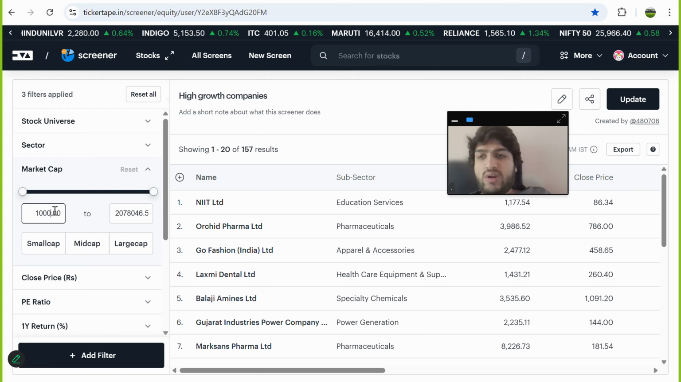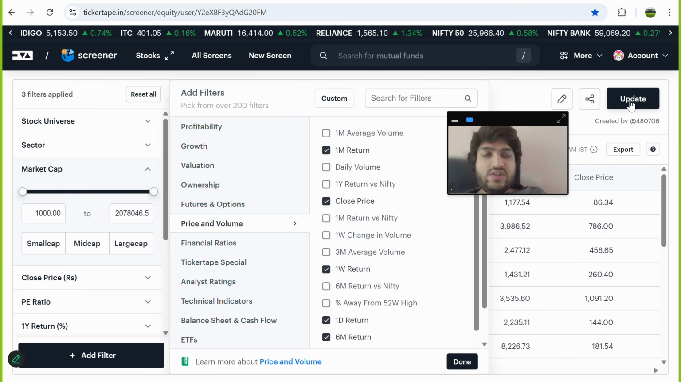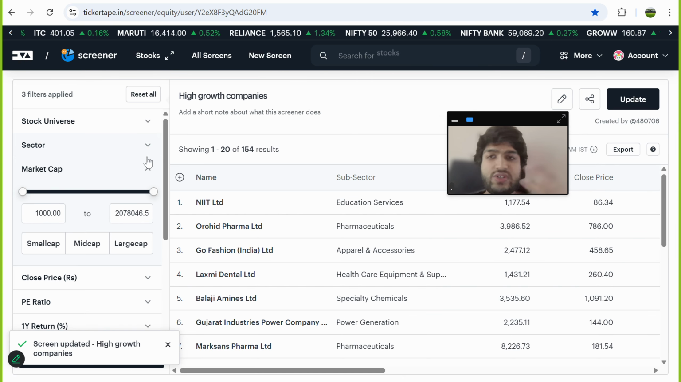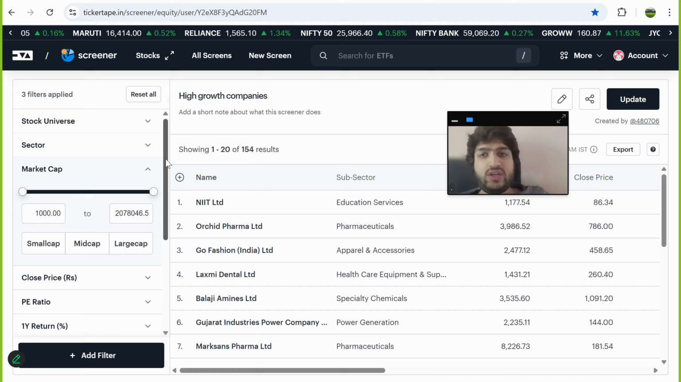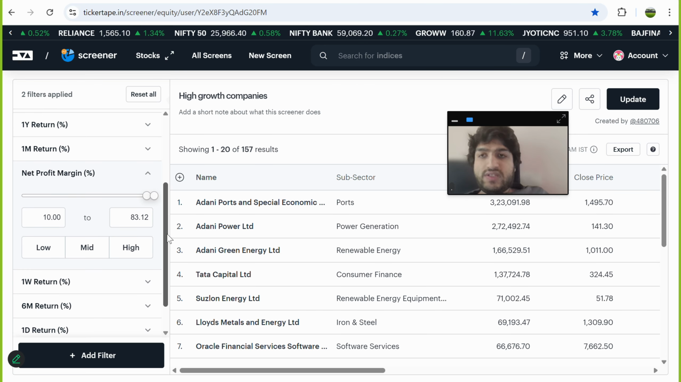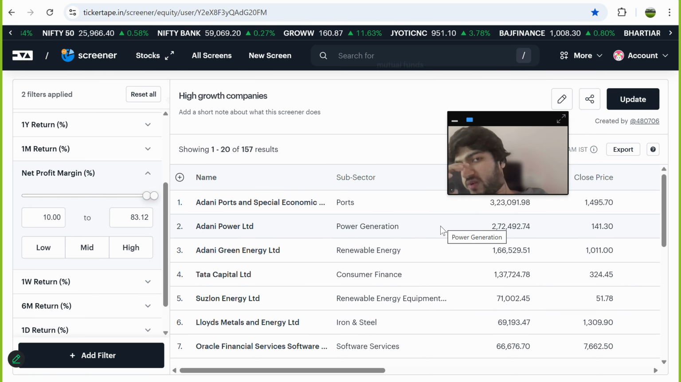Now I only want companies above 1000 crore. Why? So that there is not much change or variation in a small period of time. The net profit margin, how profitable the company is, or what is the profit margin per year? It should be about 10% profitable.